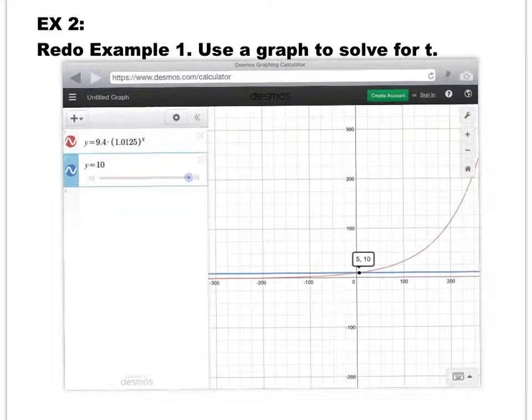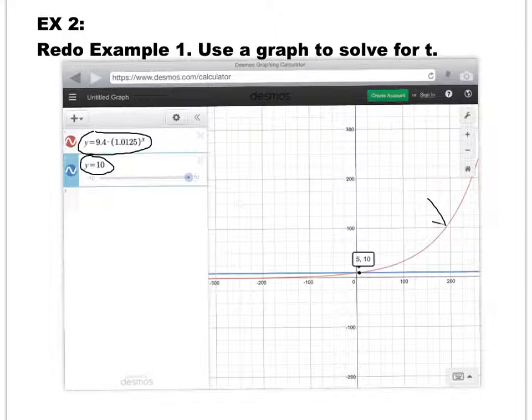In the next example, we redo the first example, which is about Ontario's population, but this time using a graph. As in the previous lesson, I'm going to use the site desmos.com. As you can see, I've already plotted one function, which is 9.4 times 1.0125 exponent x. And since we want to solve this for x so that y is greater than 10, I'm going to plot the line y equal to 10.